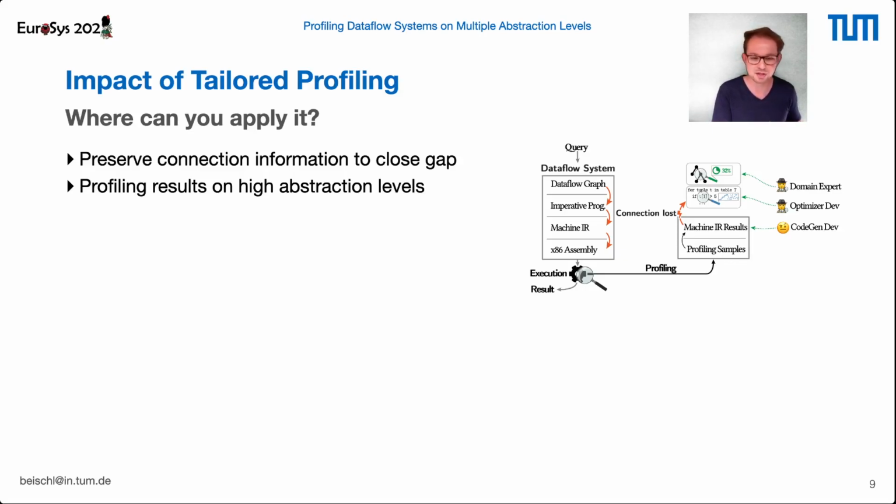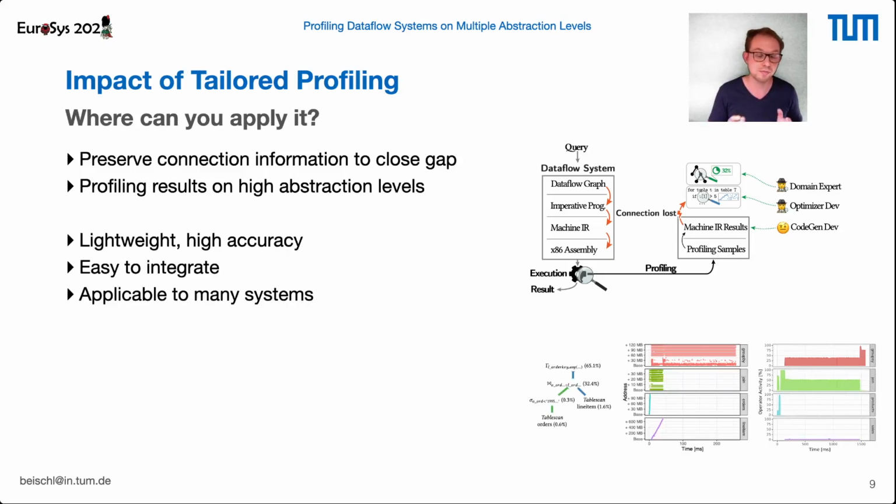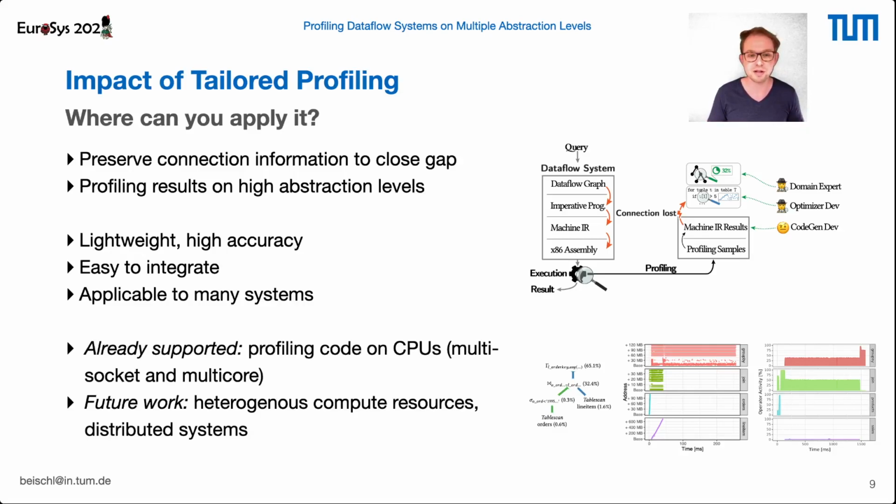Thereby, we can now map the samples of our executed code back to our system's components and provide useful results for all developers. Our approach is very lightweight and has a high accuracy. We can map back 98% of all samples to our components. Further, we have little implementation overhead, so our approach is easy to integrate and also transferable to many systems. Our current implementation prototype in Umbra already works for profiling code executed on CPUs of multi-core and multi-socket machines, and now we're extending it in the future to heterogeneous compute resources and distributed systems.